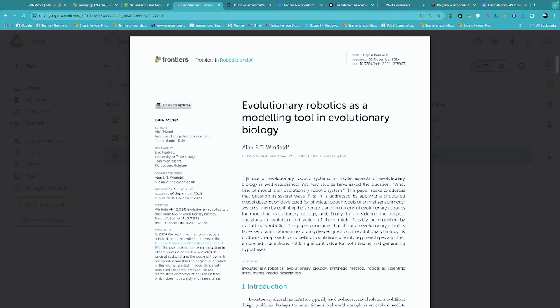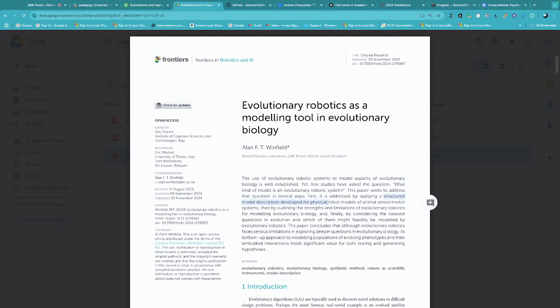Yet few studies have asked the question, what kind of model is an evolutionary robotic system? And so this paper seeks to address that question in several ways. First, it is addressed by applying a structured model description developed for physical robot models and animal sensory motor systems. Then by outlining the strengths and limitations of evolutionary robotics for modeling evolutionary biology. And then finally by considering the deepest questions in evolution and which of them might feasibly be modeled by evolutionary robotics.